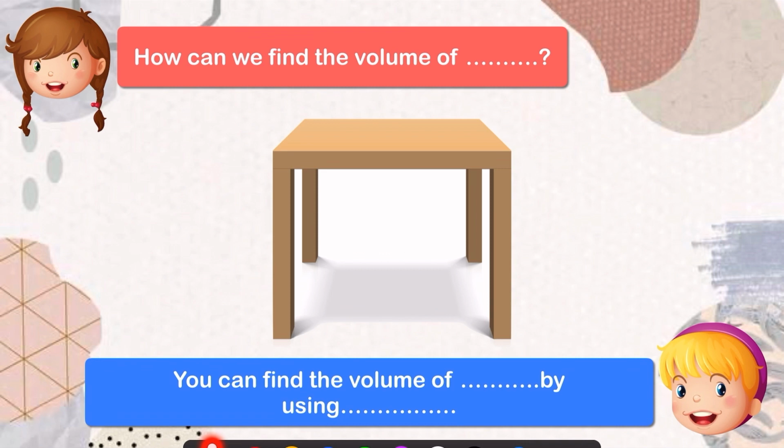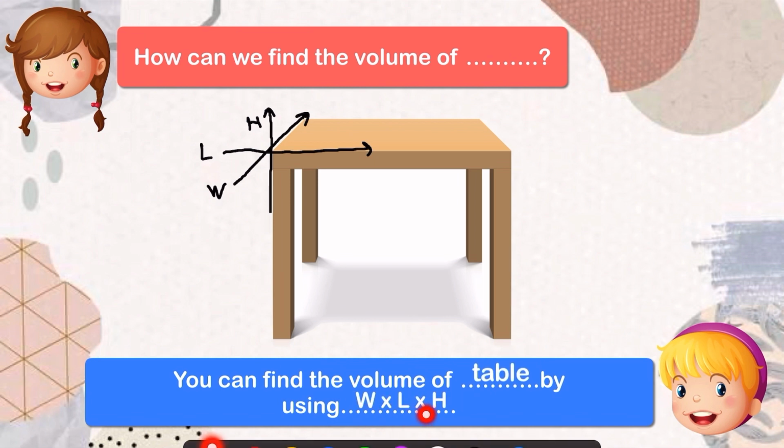The last one, a table. How can we find the volume of a table? A table is solid and it is geometry solid. Can you see? Because we can measure height, length, and width. So it is geometry solid. How can we find the volume of a table? You can find the volume of a table by using width times length times height.